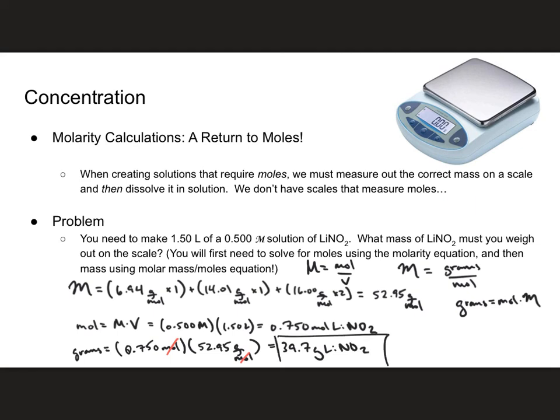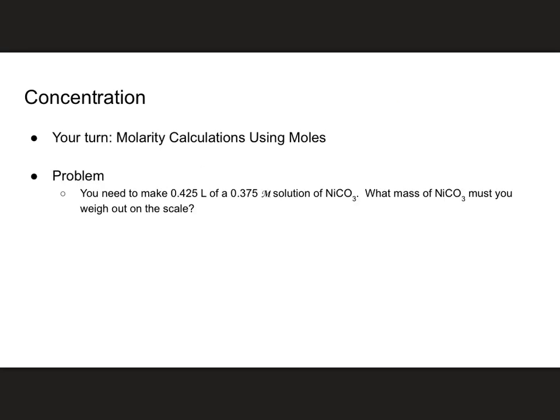Okay, so what that means is that, let's say I wanted to make this particular solution. I needed 1.50 liters, and it needed to be 0.500 molar. That means on this scale, okay, I would need to weigh out 39.7 grams of this chemical. And notice this number would change based on what the substance is, because the molar mass would change, right? You have to calculate the molar mass. Okay, go ahead and try this one on your own real quickly, and we'll see how you do.